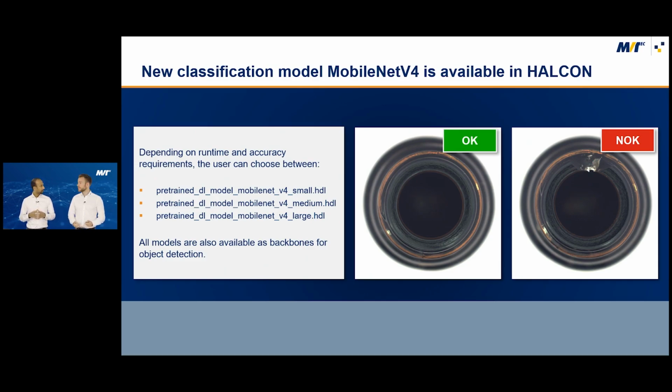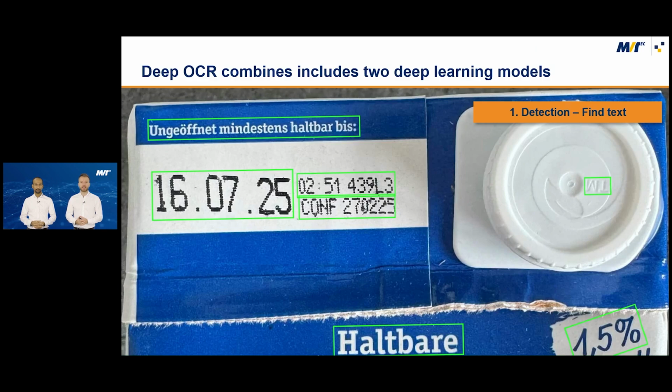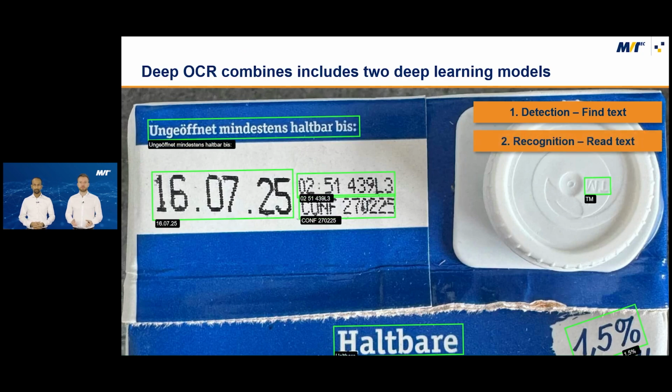What else is there in deep learning? That's another really important technology for our customers, and that's the Deep OCR. This technology is used by many customers, and for those who are not familiar with the Deep OCR, it contains 2 models. The first one is a Deep OCR detection model that finds text boxes or text areas within the image. And the second model is the recognition model, Deep OCR recognition. It reads the text within every text box.